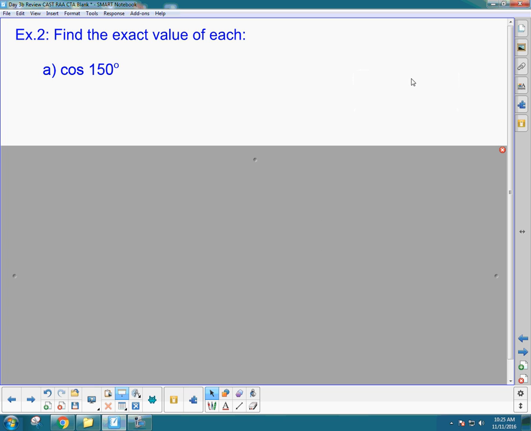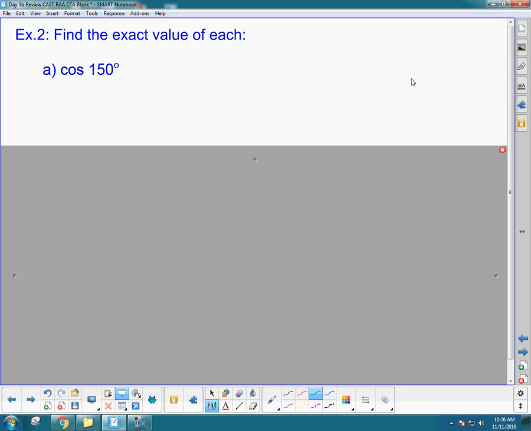Okay, so now what we're going to do is take all this information from the cast rule, related acute angles, and everything, and try and find the exact value of each of these. Now, we know we could punch this into our calculator and get a decimal answer, but the decimal answer will not be as accurate as the exact answer, and we need precision when we're dealing with trigonometry. So we're looking for the exact answer.